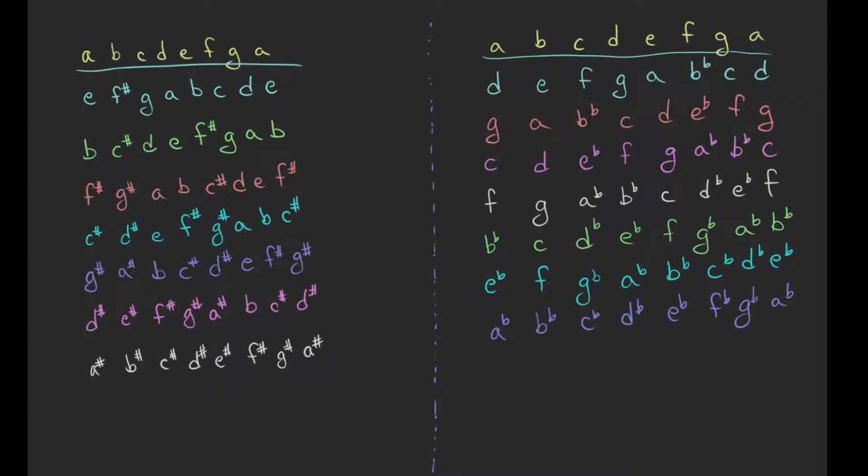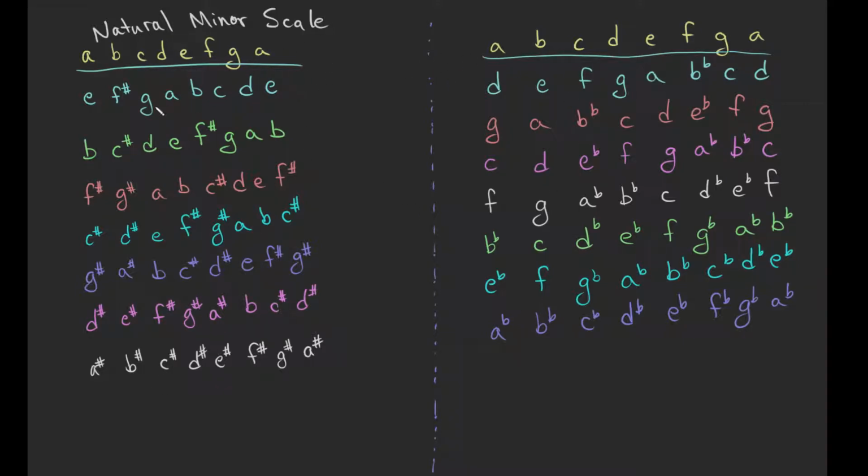So finally, we have listed out every single natural minor scale. Natural minor scale. I guess I'll write this out. Natural minor scale. Okay, so we have A minor here on both lists, and then we've continued down.